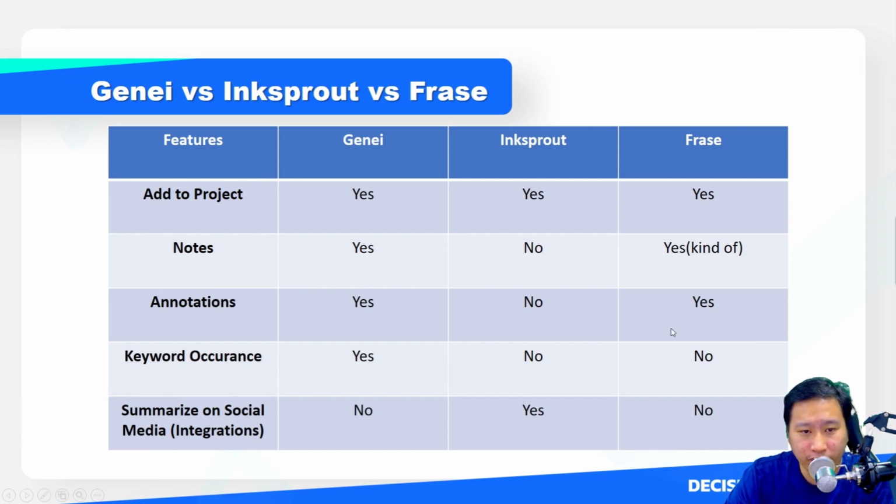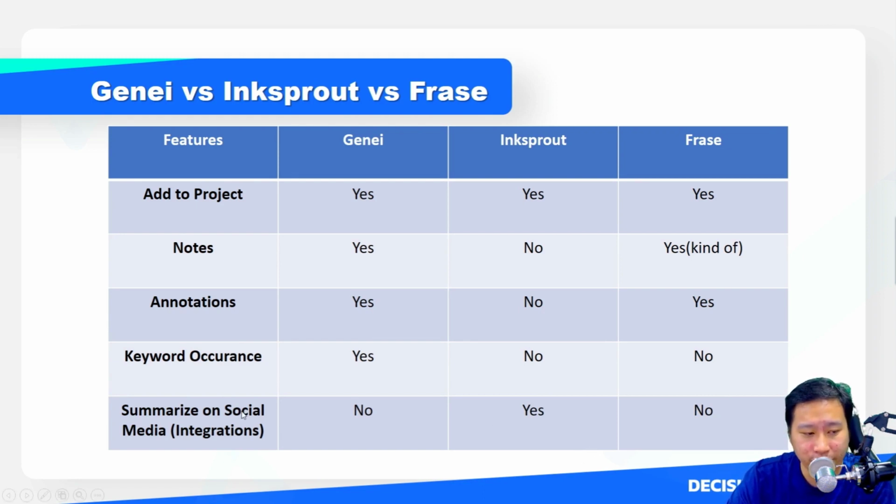And Inksprout and Frase don't have that feature. Okay, Frase kind of has, but it's more like keyword density for SEO optimization, right? So it's not really what we are looking at.